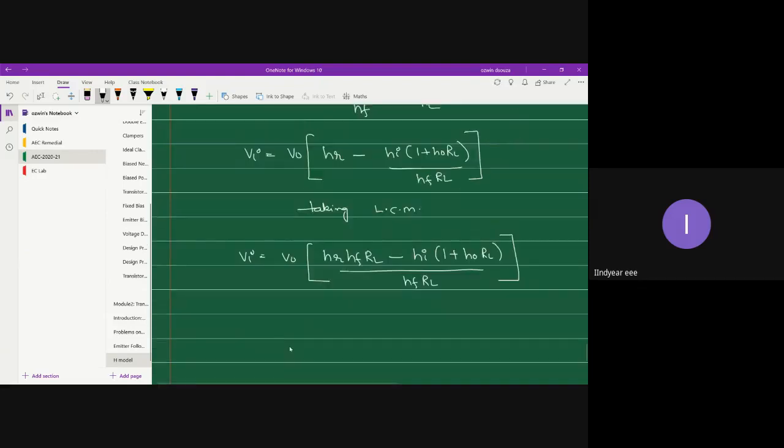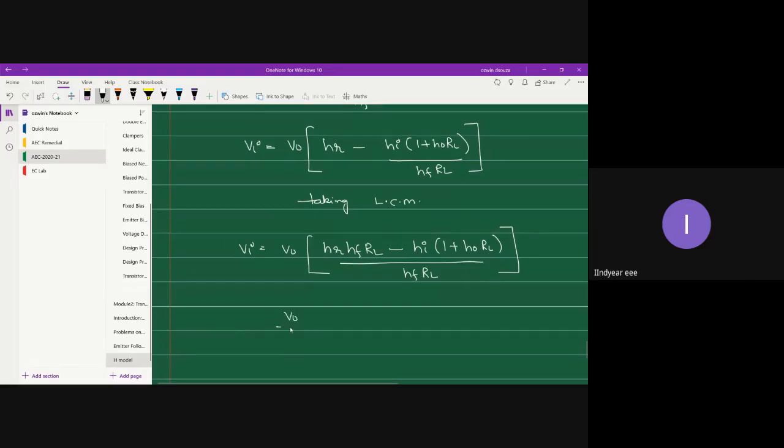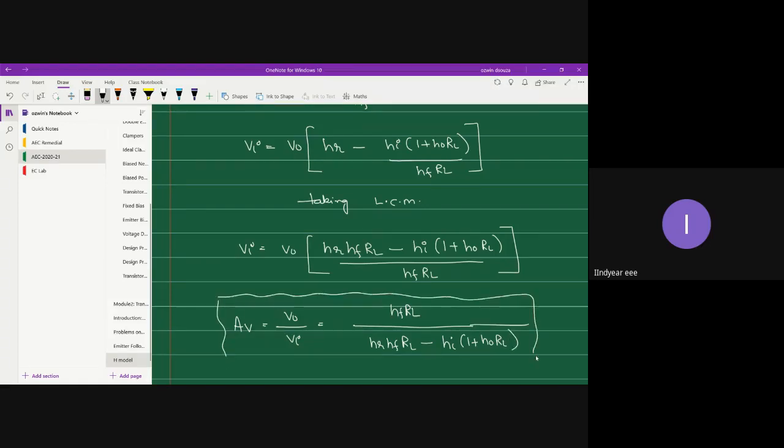Or you take out the ratio V naught by Vi. That ratio is defined as AV, and AV is equal to, you can just take the reciprocal, HF into RL divided by HR HF RL minus Hi into 1 plus HO into RL. So that's your voltage gain.